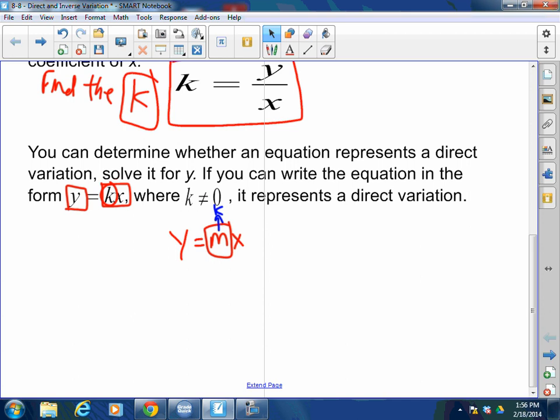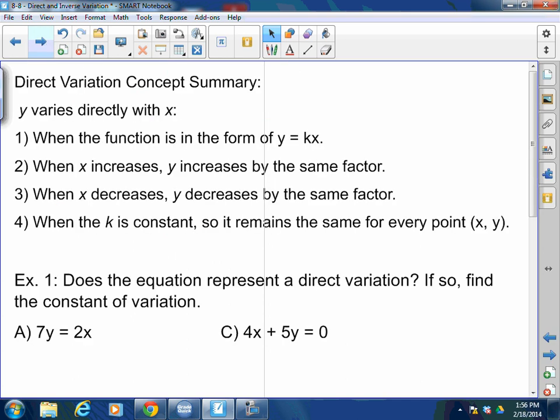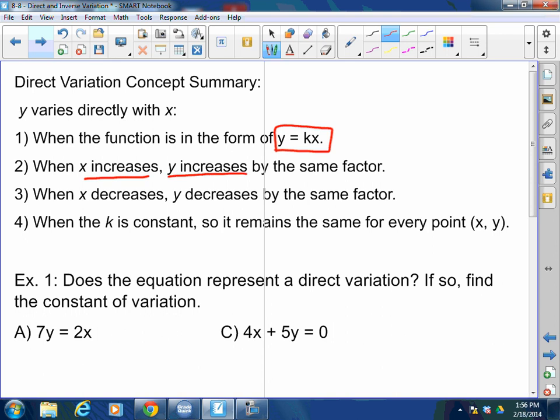Now, before we get into how it works, let me just give you a little concept summary. Direct variation concept summary: y varies directly with x when the function is in the form y equals kx, nothing being added to it, nothing being subtracted. When x increases, y increases by the same factor. Even though in the lightning example the distance was 1/5 of the time, as time increased, didn't distance increase as well? It just increased by 1/5 of a factor. But it did increase as x increased.